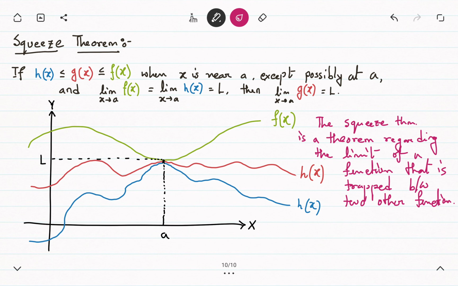So this is the intuitive definition. If someone asks you, just tell me the idea or the concept of the squeeze theorem, this will be your answer: the squeeze theorem is a theorem which shows us that a function is trapped between two other functions. The squeeze theorem is basically used in calculus to confirm the limit of a function via comparison.